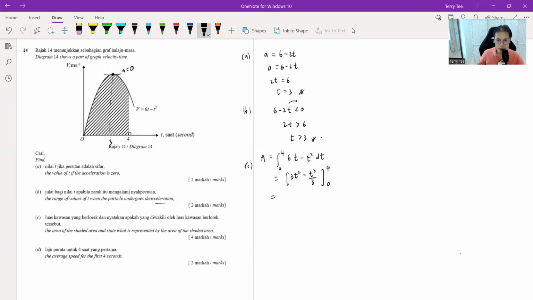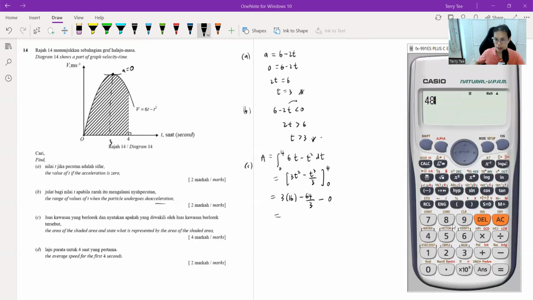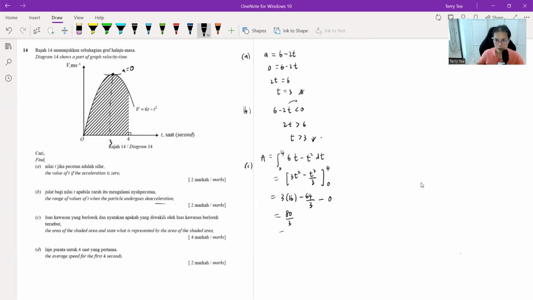Now let's put 4 inside. 4 squared is 16, right? So I substitute inside. 4 cubed is 64. Minus, put 0 inside, the whole thing becomes 0. So basically, this is 48 minus 64 over 3. Yeah? 48, 3 times 16 is 48, minus 64 over 3. I got 80 over 3, or 26 2 over 3. You can write 80 over 3 or 26 2 over 3.